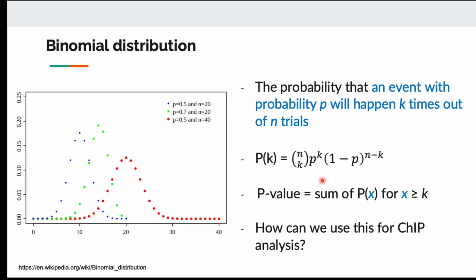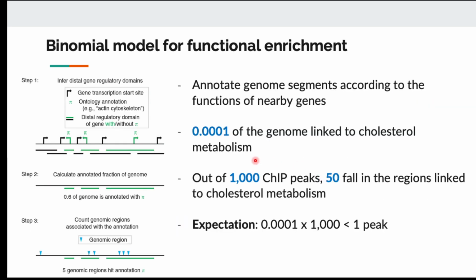At least you don't have to calculate this yourself. There are tools that will calculate the probability for you. But this is the idea of how they can derive different p-values for your ChIP-seq associating with specific gene function. At least we know two ways of doing it.